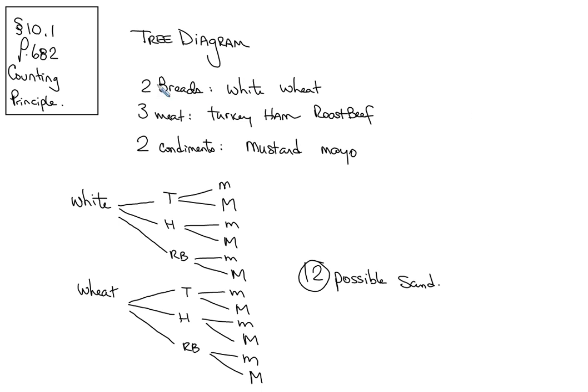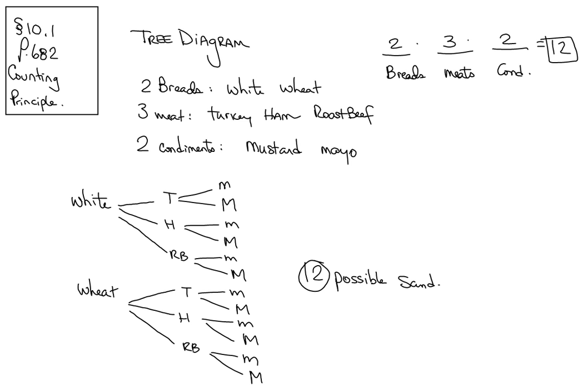Just multiply them. And that's what the counting principle says, is that if you have distinct different categories and you're going to make one choice from each category, what you can do is you can take the number of breads, the number of meats, number of condiments, 2 breads, 3 meats, 2 condiments, and multiply those together to get the total number of choices.